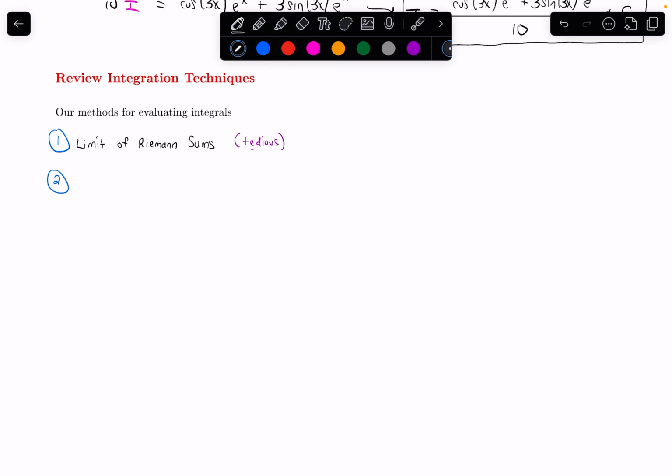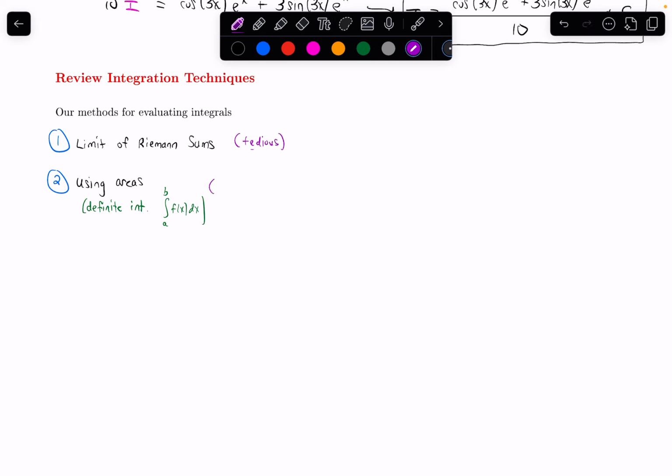The second way that we learned how to do integrals was we could do it using areas. And that's something that we could do for definite integrals. So that's when I have an integral and there's numbers at the bottom and the top, those limits of integration for definite integrals. Even this first way is also for definite integrals.